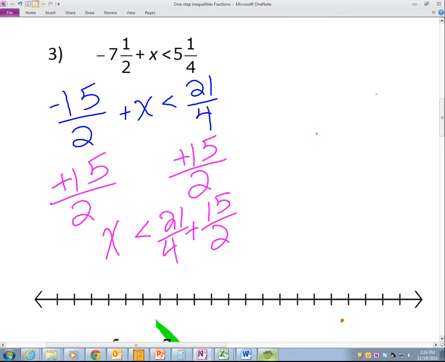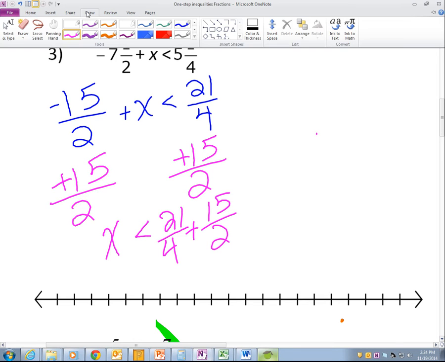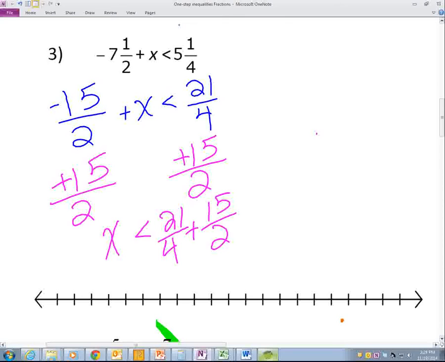Now, we are adding without common denominators. We need to have common denominators before we move forward. So, what is the least common multiple? Am I going to multiply 2 times 4? No, I can do less than that. I just need to multiply these guys by 2. Bring it over here.